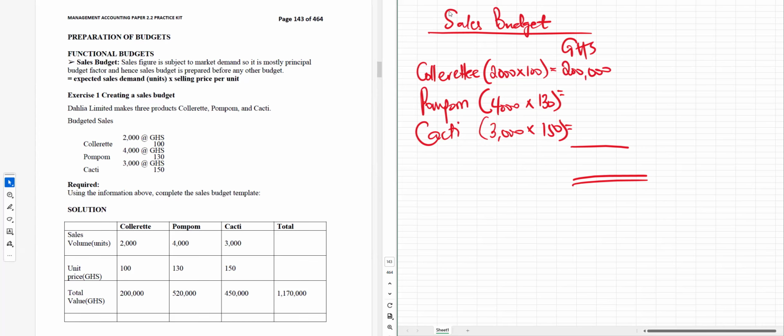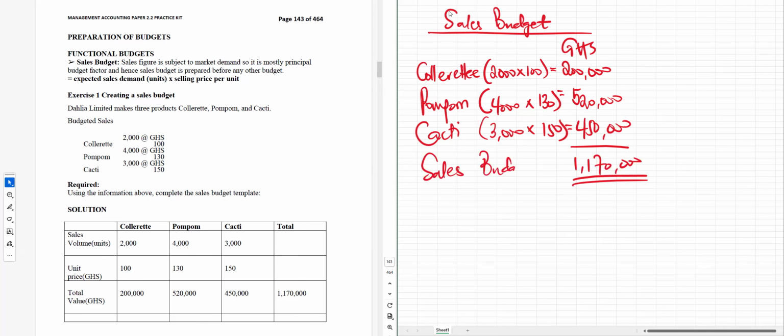Please be helping me with the figures so that we can go quickly. Everybody okay? 520,000, and then 450. Okay, so that gives us 170,000. So this becomes our sales budget.